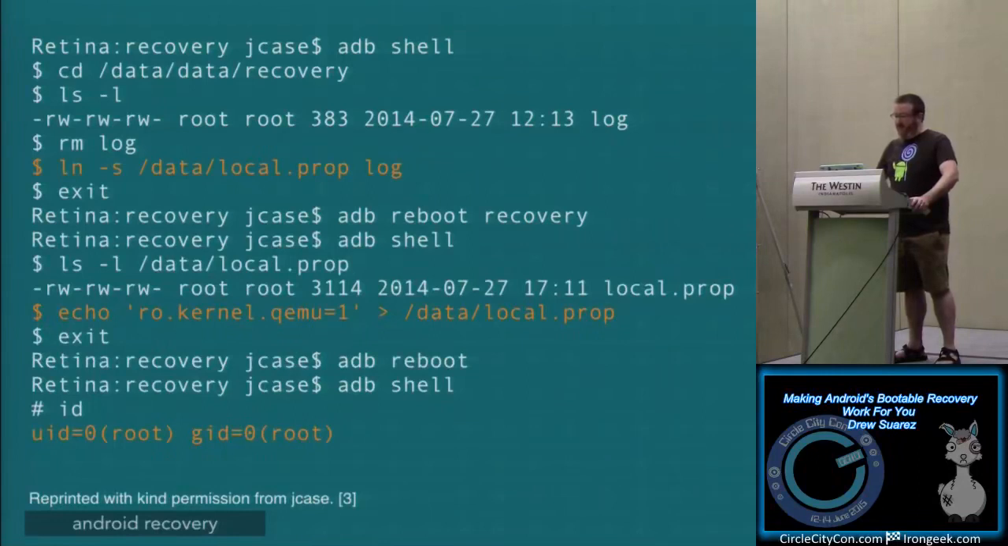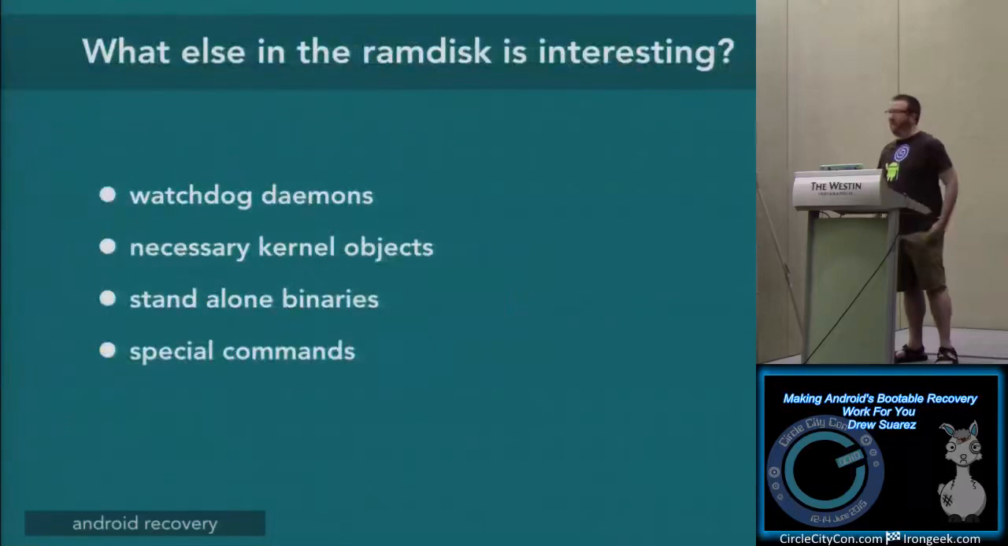They've done things like improve init. They've done things like improve its ability to follow symlinks. So they've added some protections to this, but these are wildly inconsistent, and you can still find stuff like this all the time. So what else in the RAM disk is interesting here?